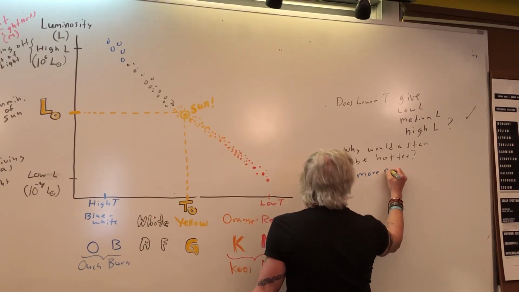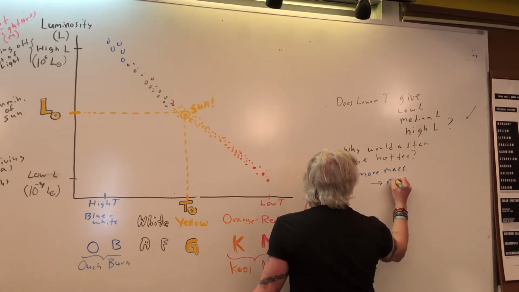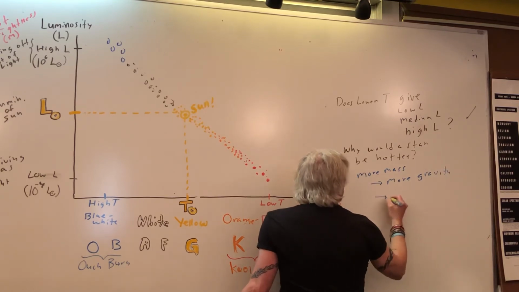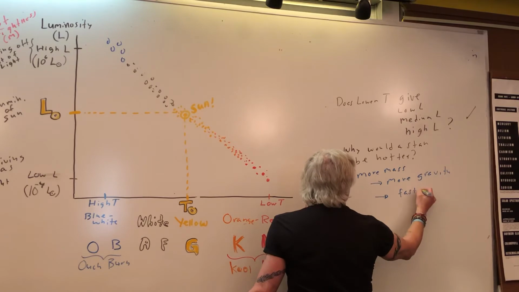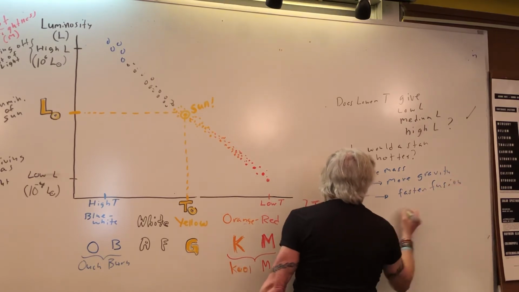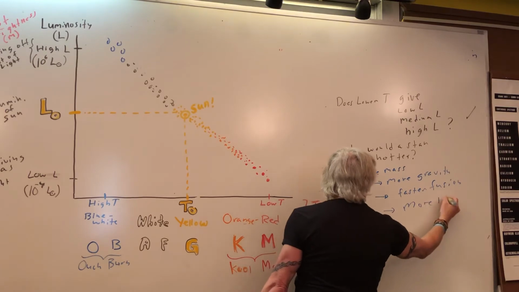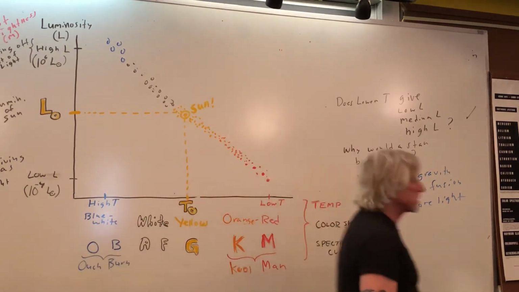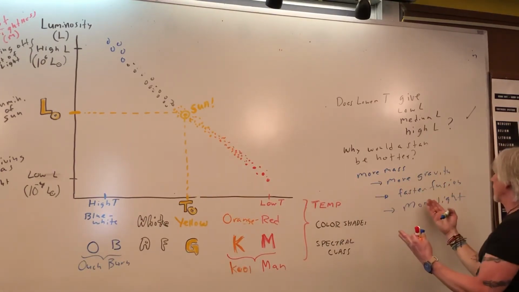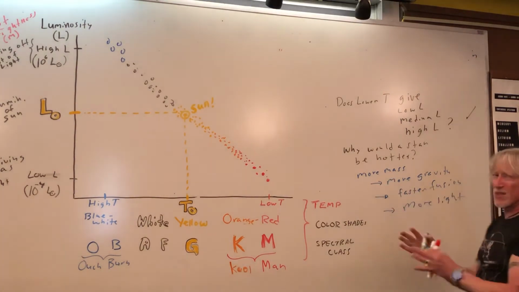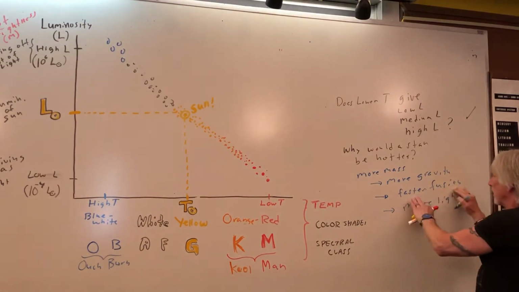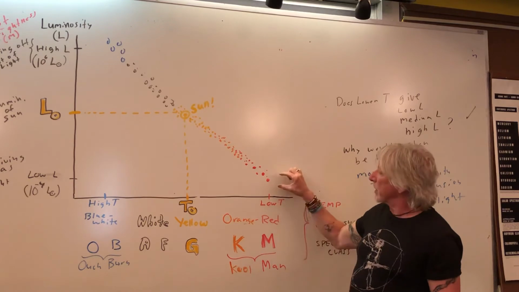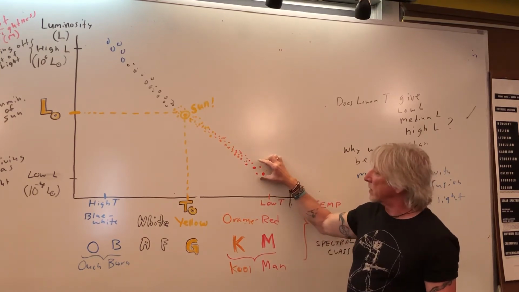More mass gives more gravity. You remember this. Which gives faster fusion, which gives more light, right? More mass gives more gravity, faster fusion, not burning, giving more light. And so, yeah, it makes sense. Why is it hotter? Because these have less mass. These have more mass.